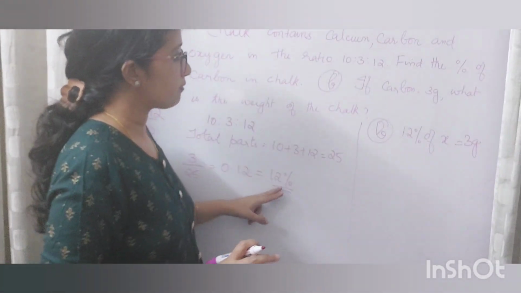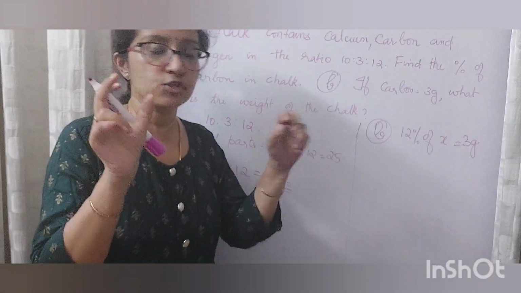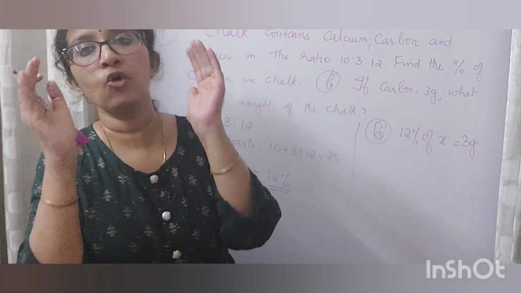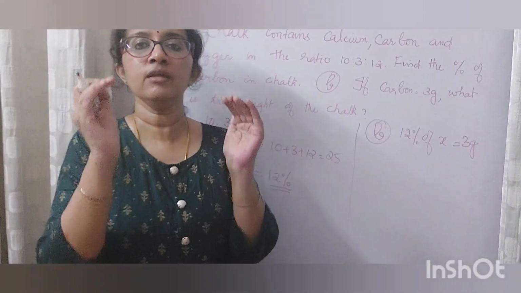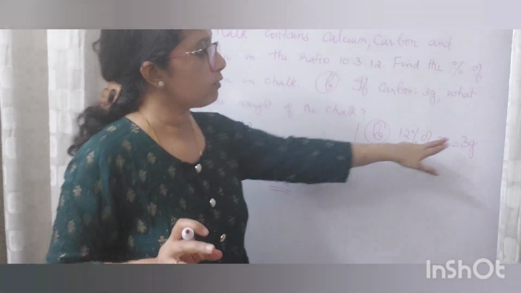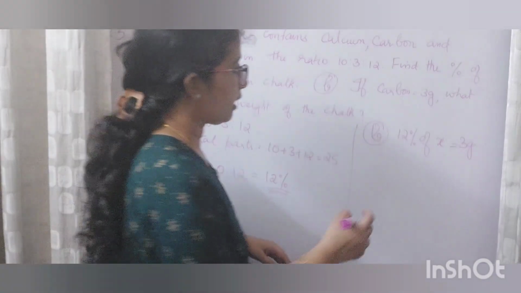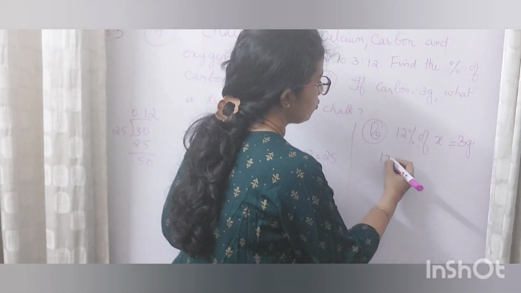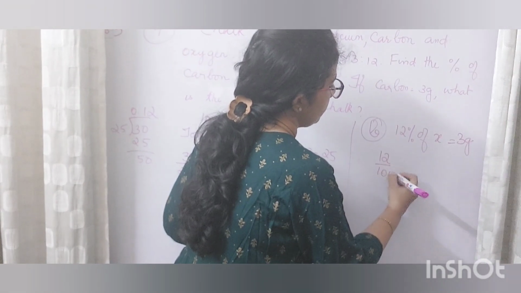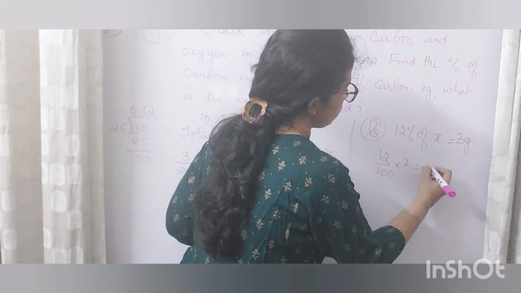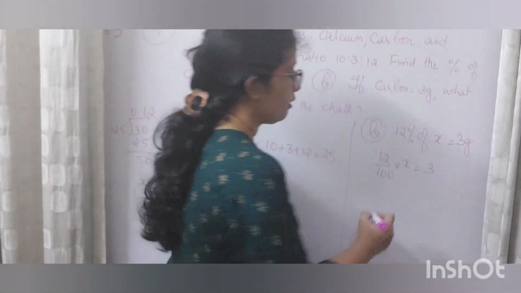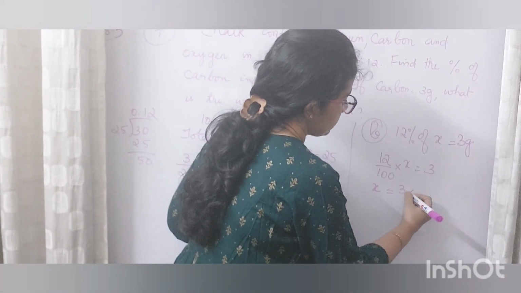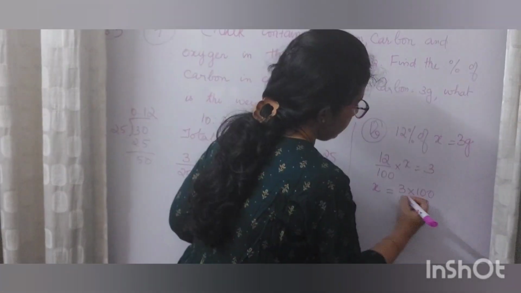So we have found that carbon constitutes 12% of the chalk. Then they have given that carbon in a piece of chalk is 3 grams. That means 12% of the total chalk, that is the total weight of the chalk, is equal to 3 grams. Now this x we have to find. So how can we write it? 12 by 100 into x is equal to 3. From this, how will you find the value of x? x is equal to 3 into 100 by 12.